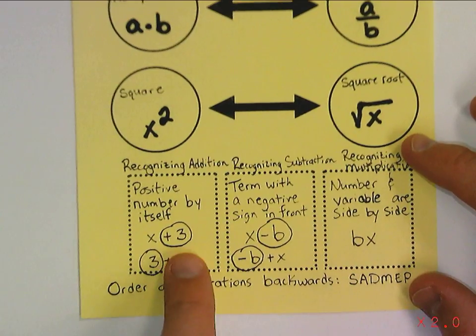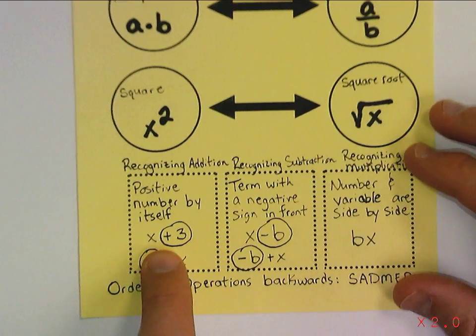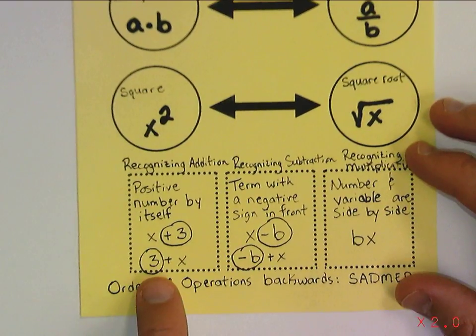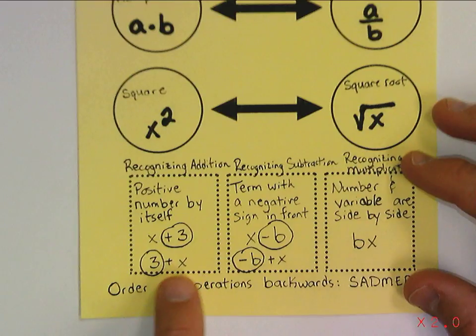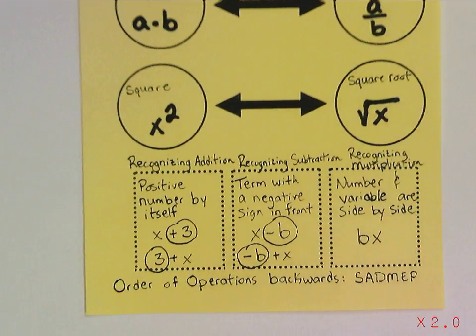So here I have x plus 3. I would know that this 3 is positive because of the sign in front of it. And I could also write this as 3 plus x, where the 3 is also positive. But remember, we don't write the plus by it because we know that it is positive. We don't need to do that.